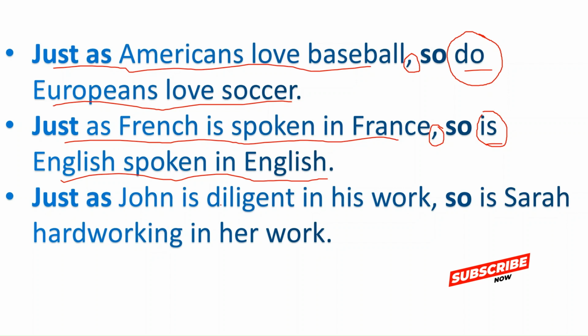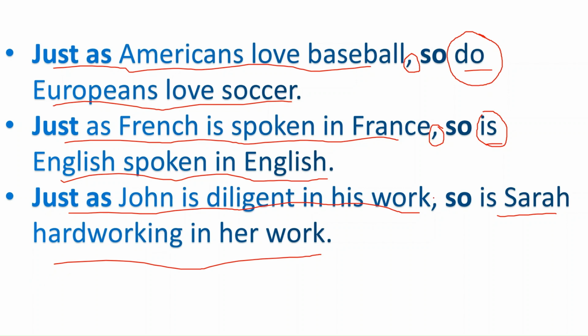Just as John is diligent in his work, so is Sarah hardworking in her work. So both elements are similar here. This is again an independent clause, and an independent clause. So we will use a comma here to separate them, and the second clause will be in negative inversion.